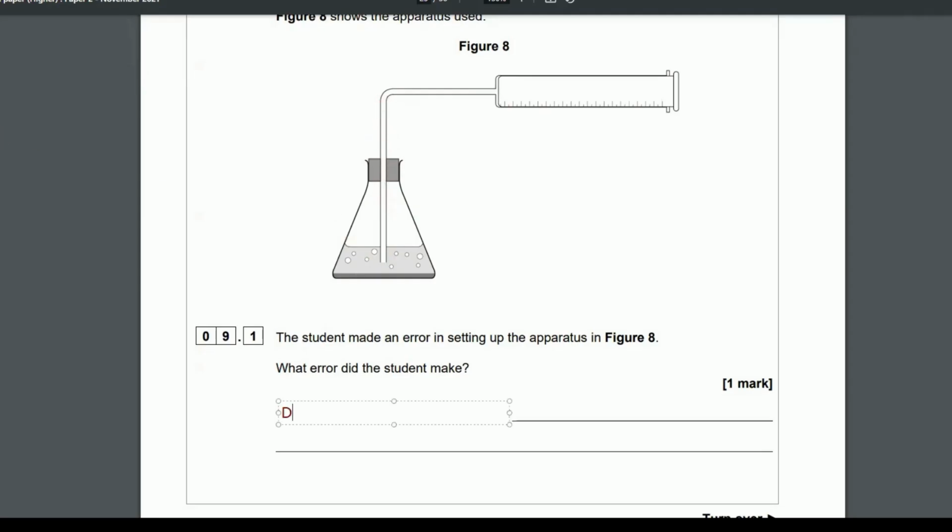So, the delivery tube is in the reactants. It should be in the air above. So the delivery tube should be in the air above the reactants. So it should stop about there so that it's actually collecting the gas and not sucking up acid, which is what will happen. Okay.